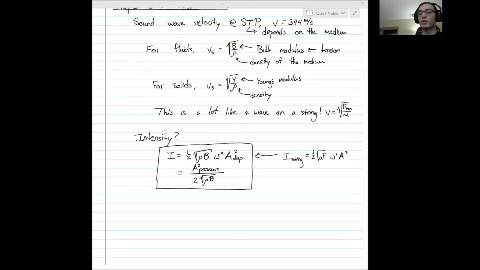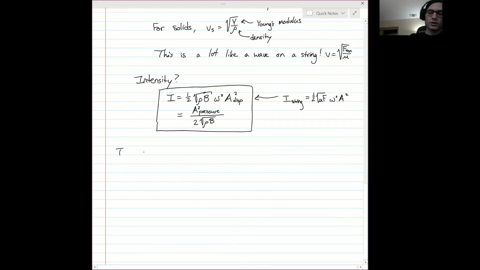Anyway, right, so we don't actually hear intensity. The volume of a sound is not just its intensity. It doesn't work. We hear something else. So we have to introduce a new concept called the decibel.